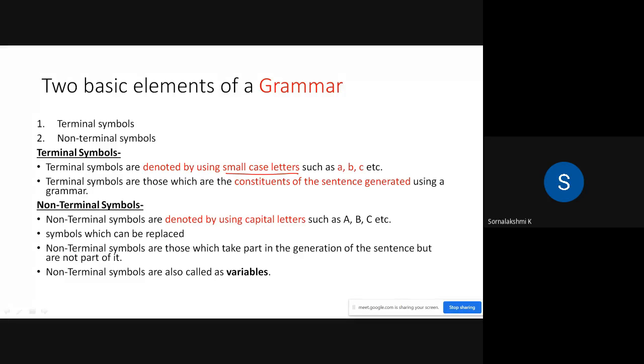Non-terminal symbols are denoted by capital letters. Very important: they cannot go into the final string. They have to be replaced or rewritten. They take part in the generation of the sentence or strings, but they cannot be part of it. They are also called variables, and they are represented by N or V, non-terminal.